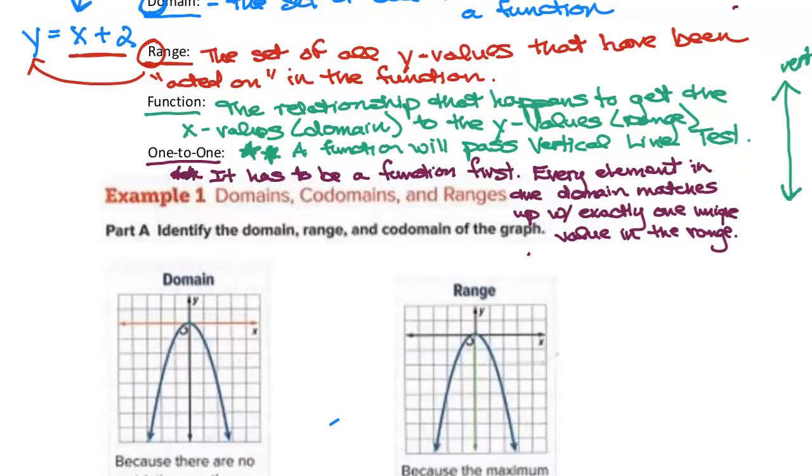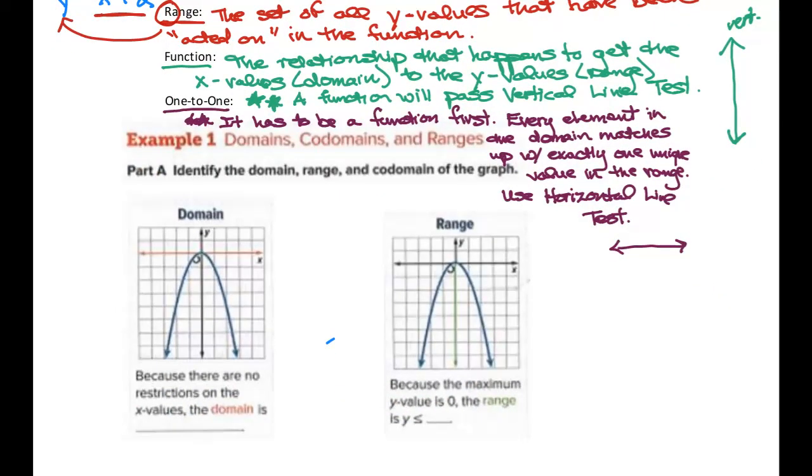And to use this, we use the horizontal line test. Horizontal. Can you see? Or am I right in the way? No, we're fine. Oh, okay. She said I'm fine. With one unique value of the range. And we use the horizontal line test for one-to-one. If it passes through your graph only once, then it is one-to-one. But remember, it has to be a function first.